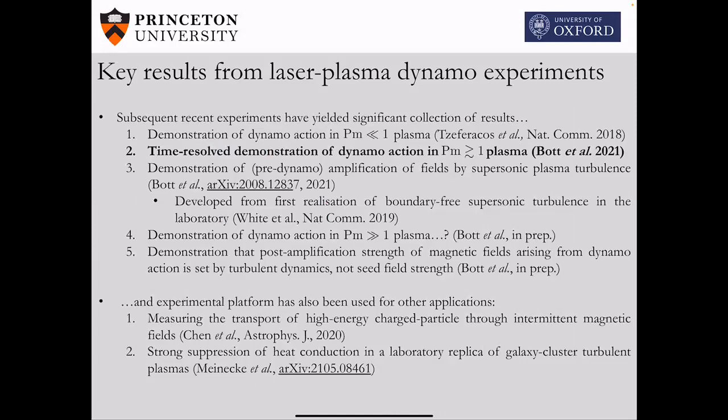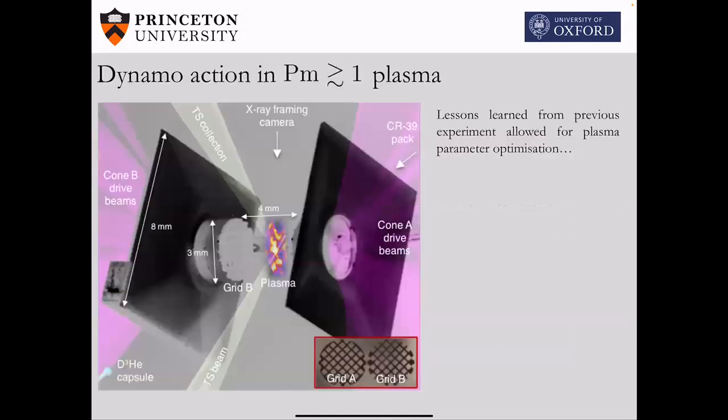And a second experiment was looking at, as I said, this time a demonstration of dynamo action at an order unity magnetic Prandtl number. So how did we access this different plasma regime? Well, we learned lessons from the previous experiments and also ran extensive numbers of design FLASH simulations to optimize the parameters on the same facility. In particular, we found the most significant factor was that removing the chlorine dopants from the foils allowed us to significantly increase the peak values of the magnetic Prandtl number.